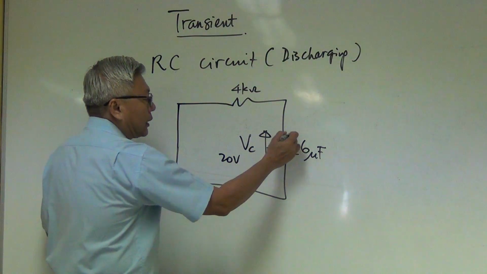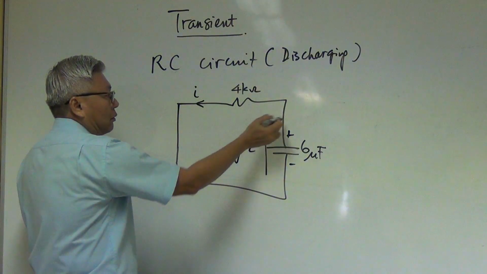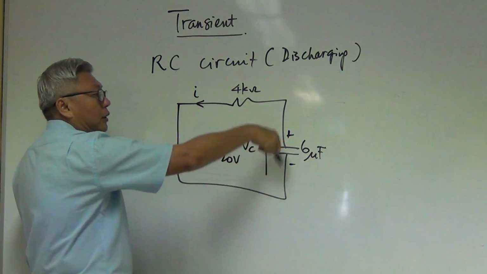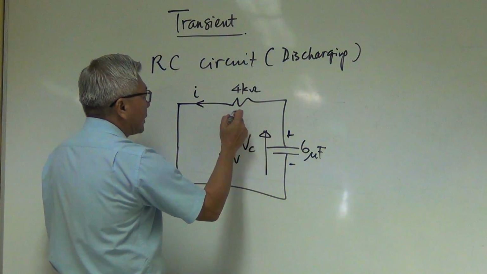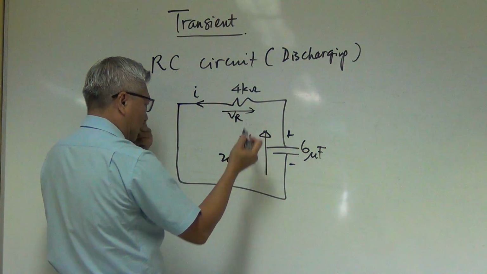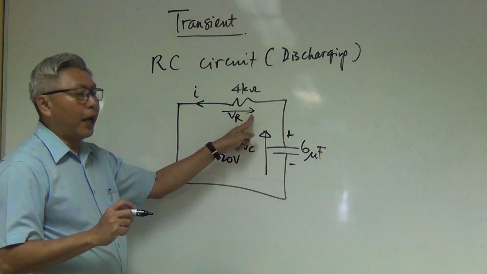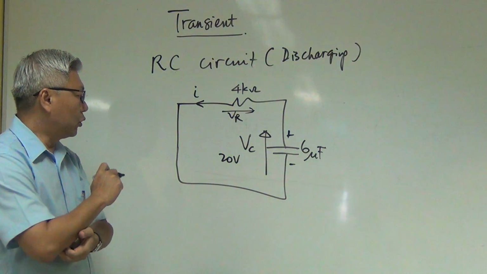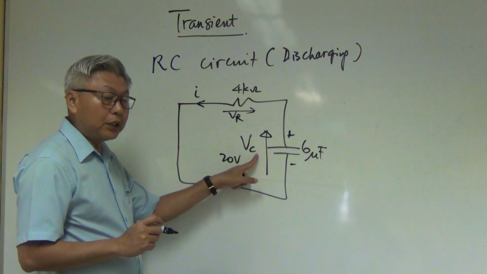So now this is the capacitor that is fully charged. So the current now flows this way. If you remember, just now it was flowing this way. So now it's flowing this way. And this is VC, and therefore this is now VR. Now why do I draw my arrowhead opposite? Because my current is now flowing this way.